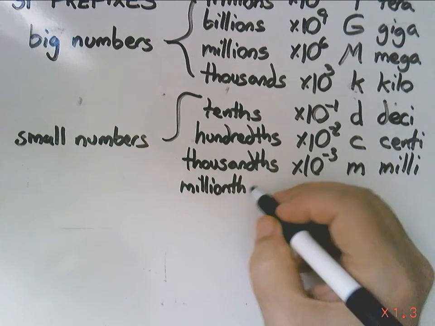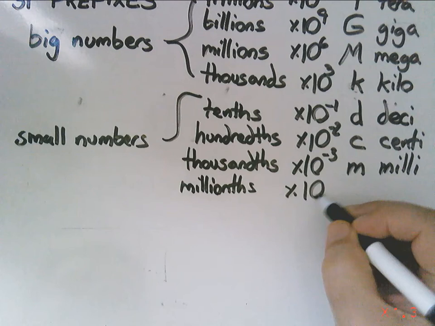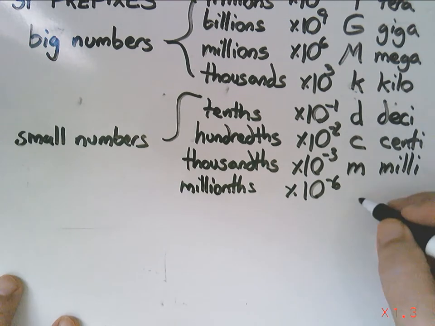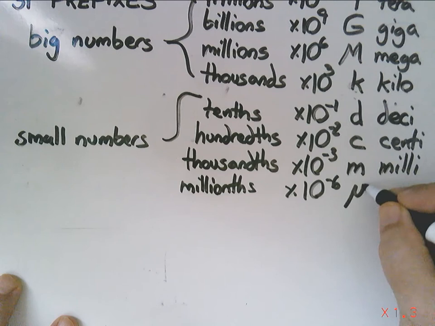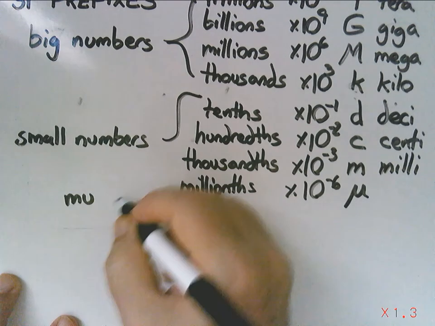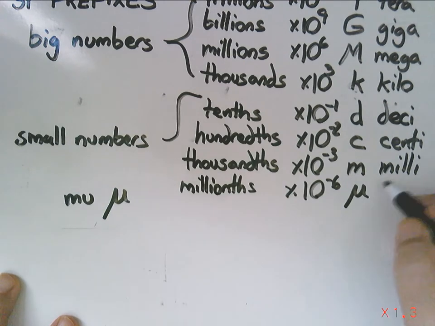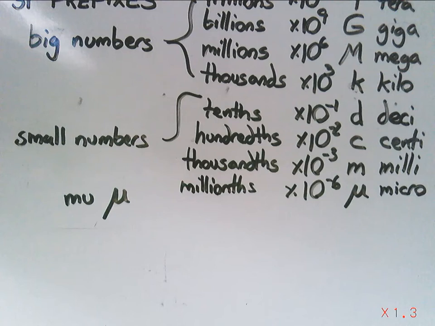Millionths is times 10 to the minus 6. And we've used uppercase M for mega and a lowercase m for milli, so we're kind of out of Ms for millionths. So we use a Greek letter, the Greek letter mu. Looks like a lowercase u with a tail on the beginning of it. And they call that micro. So a red blood cell is about 5 micrometers across, and that means it's 5 times 10 to the minus 6 meters across.